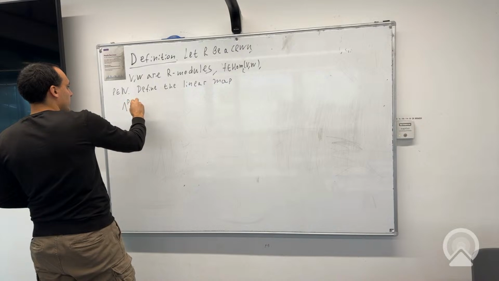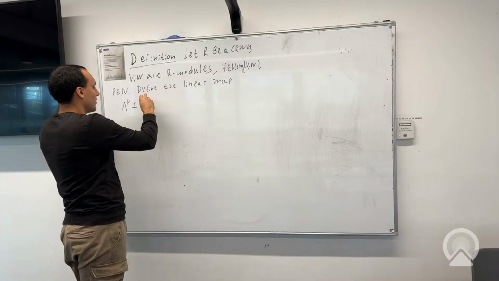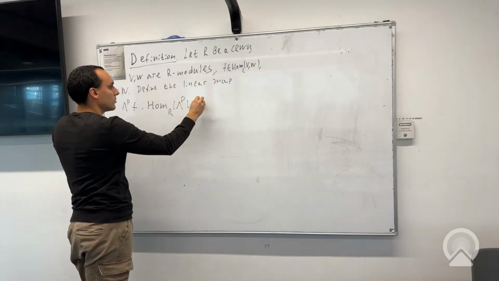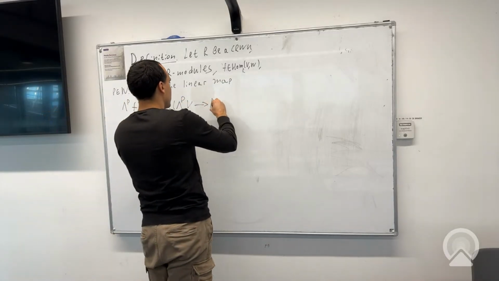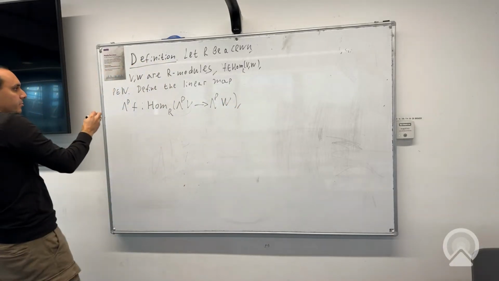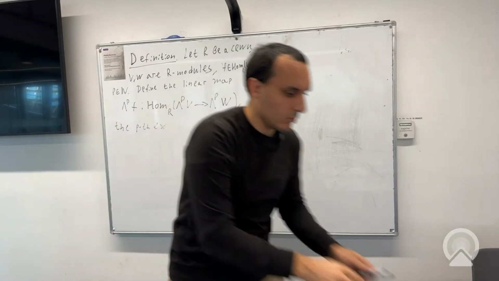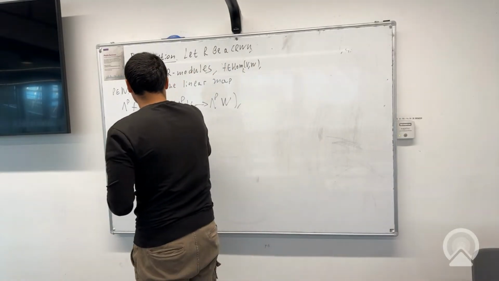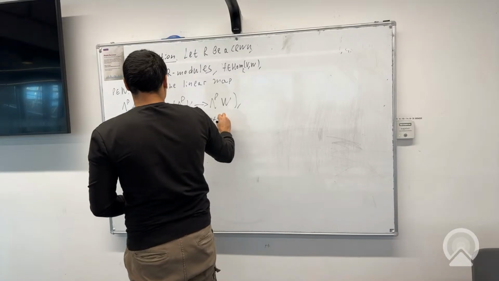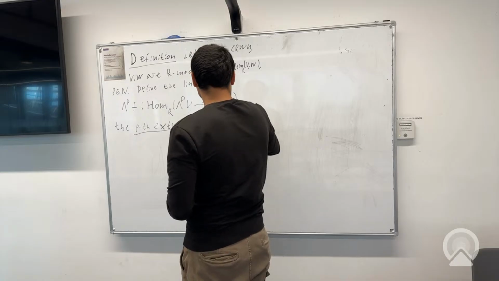lambda p of F from lambda p V to lambda p W, which is the exterior power of F, as follows.